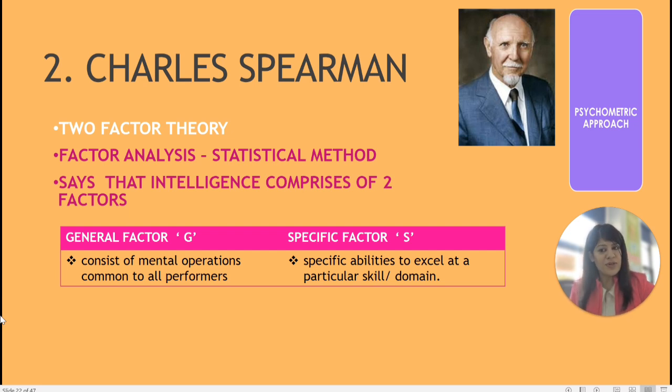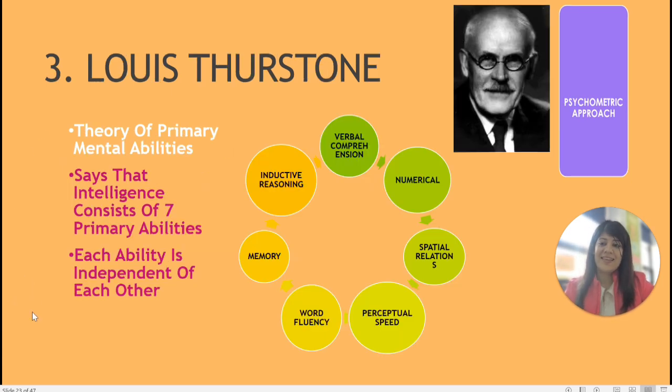So now that we've understood Charles Spearman's theory, are we clear about what is the general factor and the specific factor? They're all about those general and specific skills which we own at the age we're at currently. Okay? We're going to now move on to the next theory of intelligence.